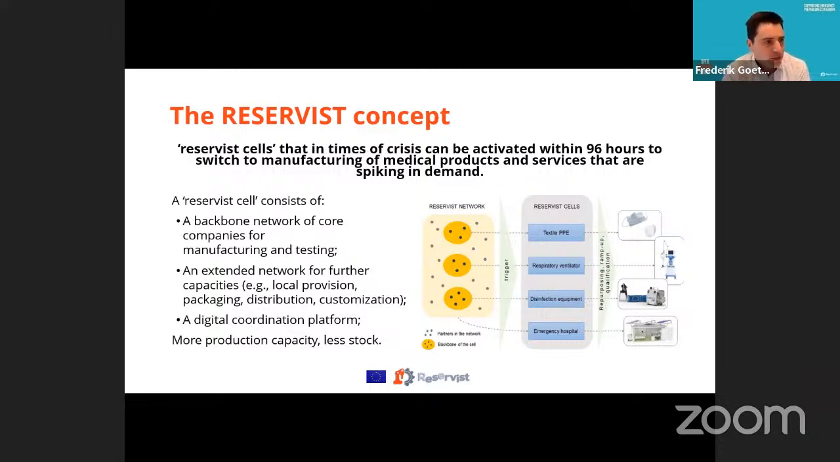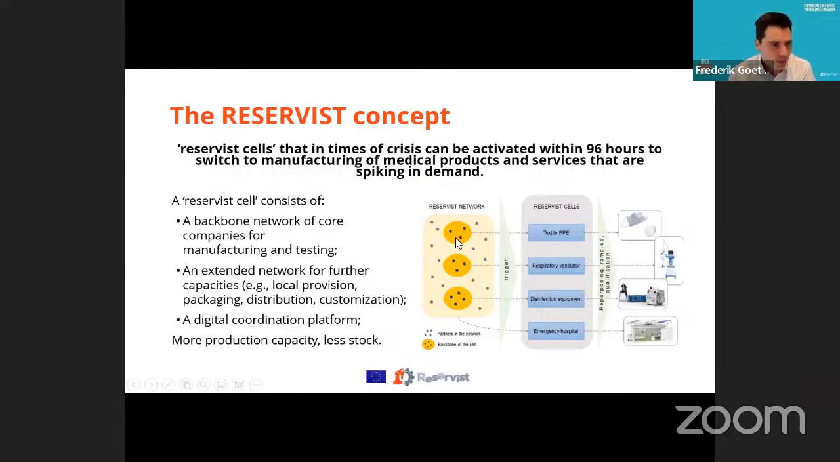These cells consist of a backbone network of core companies to do the manufacturing and testing of the products. The cell also consists of an extended network for further capacities like packaging, distribution, and customization of the products. We have also developed a digital coordination platform to make sure that all the companies are connected and can communicate very quickly. The aim of this concept is to focus more on capacity and less on holding high stocks of these products.